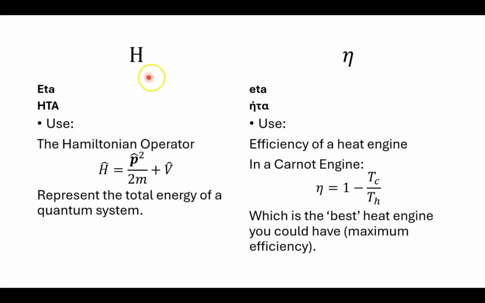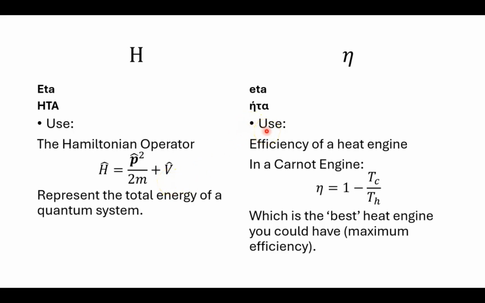And the next letter is eta. It's written like an H or an N, but actually it's a vowel. Its uppercase is used to represent the Hamiltonian operator. It represents the total energy of a quantum system. It's just defined as the sum of kinetic and potential energy. The first one you may represent as the kinetic energy operator, because one form of kinetic energy is just your momentum squared divided by twice your mass. And this is the potential energy.